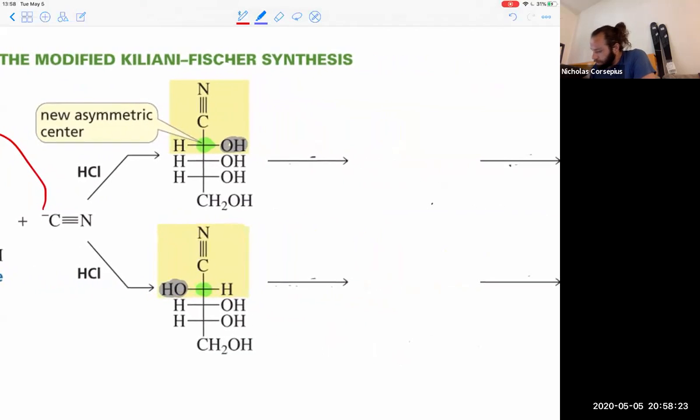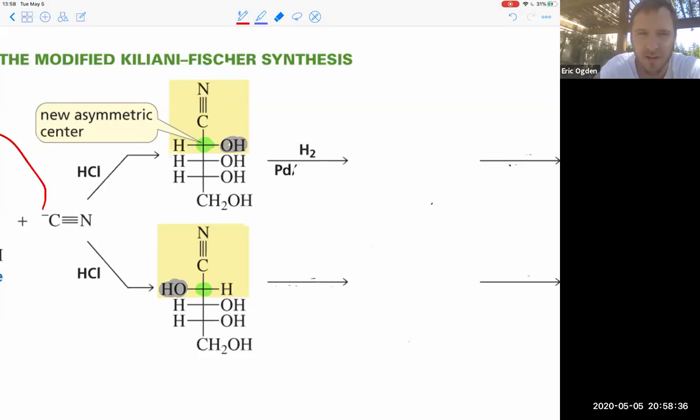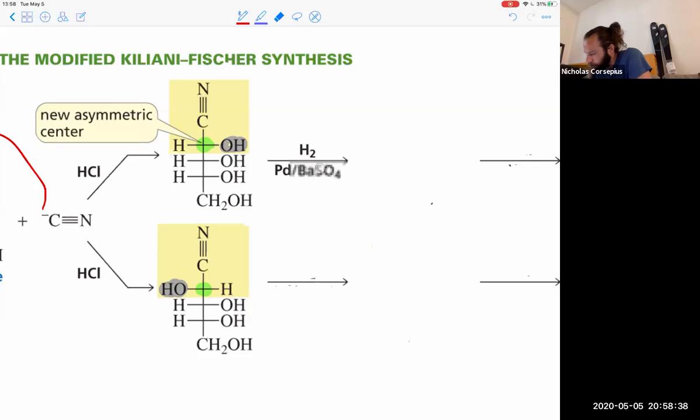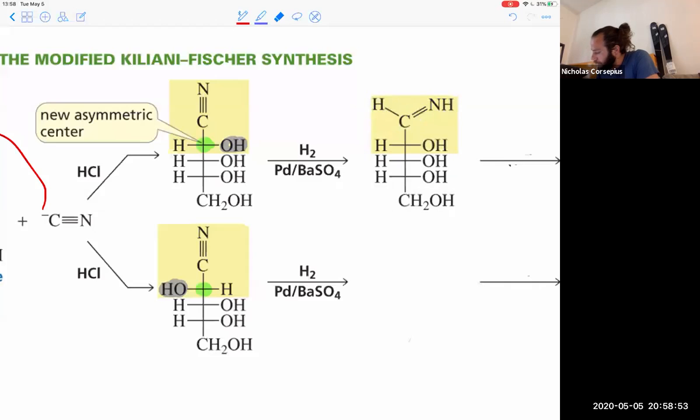All right, so then what happens after that is you're going to follow this up with H2 and palladium. What does that usually do for us? Reduces. So that's going to be reducing, and in this case, we're going to reduce specifically this nitrile group. Barium sulfate is also in this mixture, I think to make it a weaker reducing agent. And so that will actually reduce not fully to an amine.